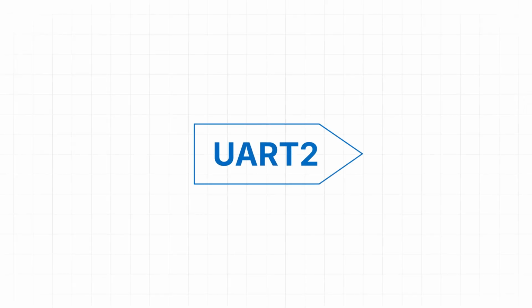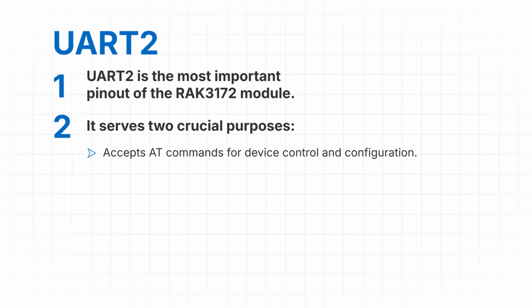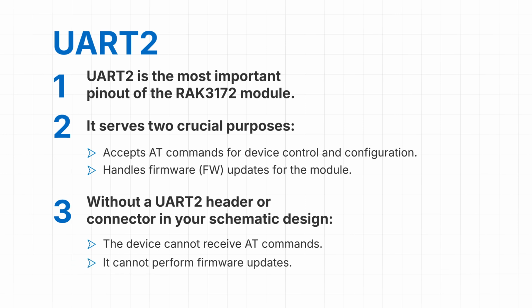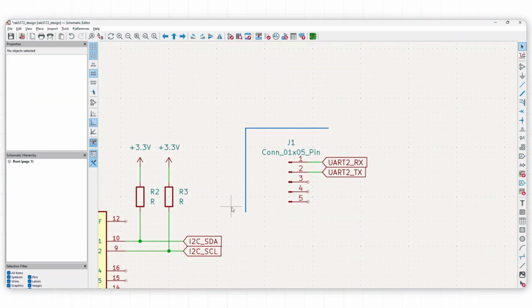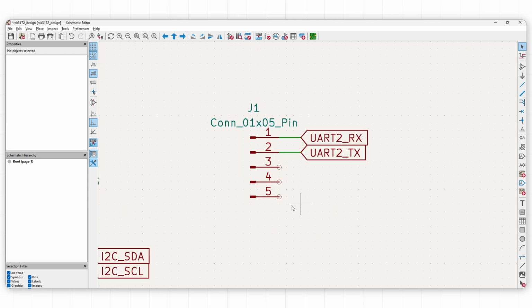2. UART2 of the RAK3172 LoRaWAN module is the most important pin out of this LoRa module. UART2 serves two purposes. It accepts the AT commands and it is used for FW updates. Without a UART2 header or connector, your RAK3172 schematic design will be very weak. It cannot accept AT commands and it cannot accept any FW update. 3. Related to UART2 headers, it must include the boot pin and it must be connected beside the VDD level.